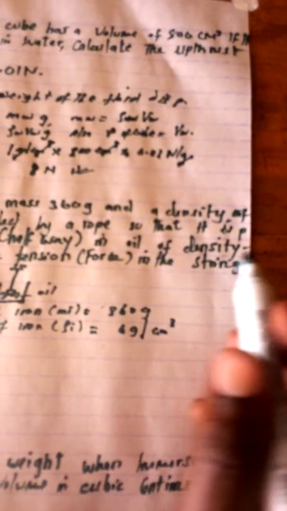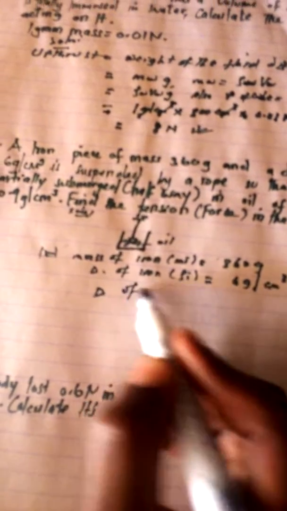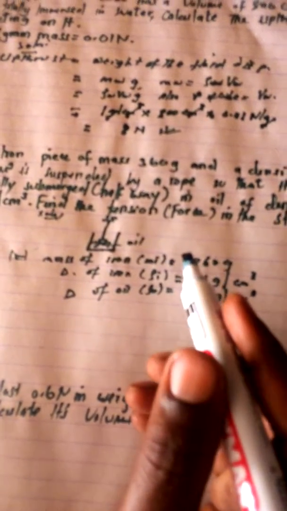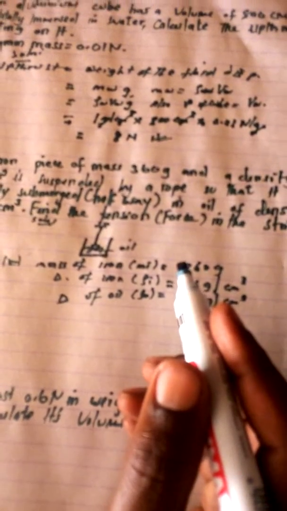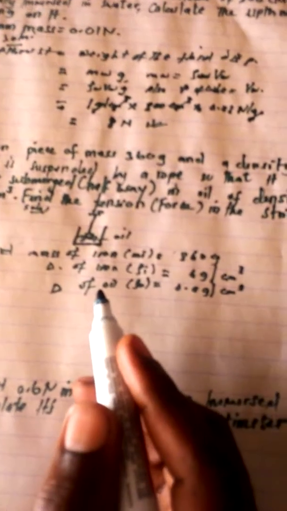It is halfway submerged in oil of density 0.9 gram per cubic centimeter. So we also have the density of oil, Do, which is equal to 0.9 gram per cubic centimeter. Now the question is asking to calculate the tension in the string. Basically the tension in the string is the same as the apparent weight. So here we'll be calculating the apparent weight.